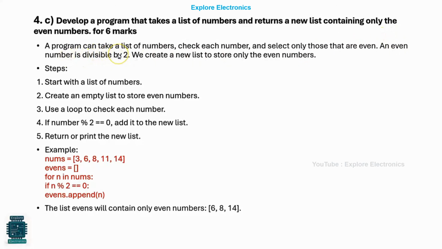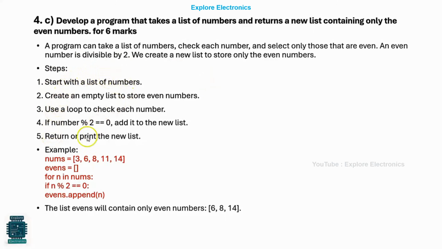This is the condition we have to use. We create a new list to store only the even numbers. We have to create a new list and store there whatever numbers are divisible by 2, which means even numbers. Here we have some steps.